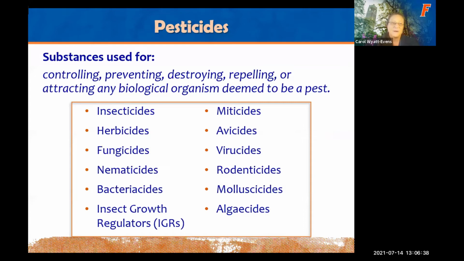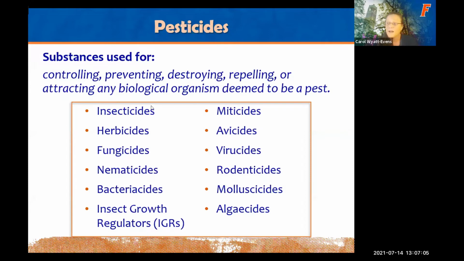Okay. Start our speed round. So when we use the term pesticide, we're talking about substances that are used to control, prevent, destroy, repel, attract any organism that we deem a pest. So pesticides ultimately are used to control and kill the pest. Pesticide is really the umbrella word that encompasses all the different products that we use against specific organisms.